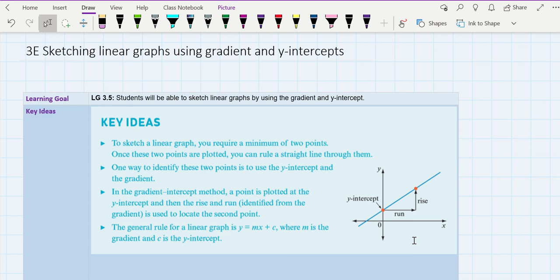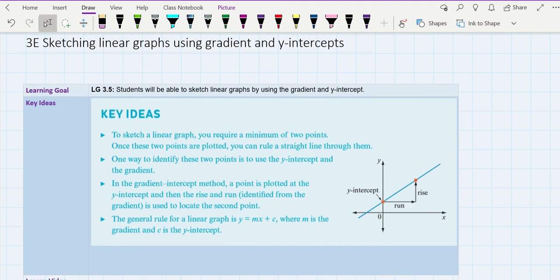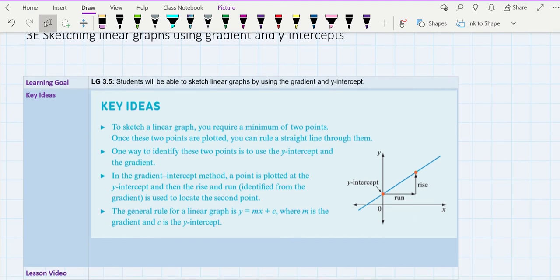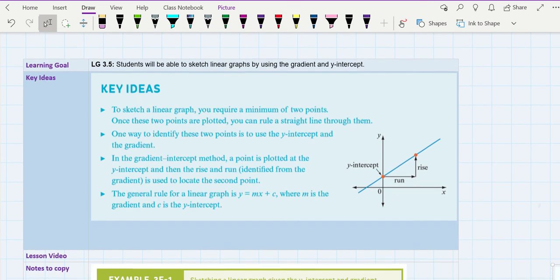Okay, hello students. Today we're looking at sketching linear graphs using gradient and y-intercepts. So that's what we want you to do. You should be able to sketch linear graphs by using the gradient and y-intercept after this lesson.